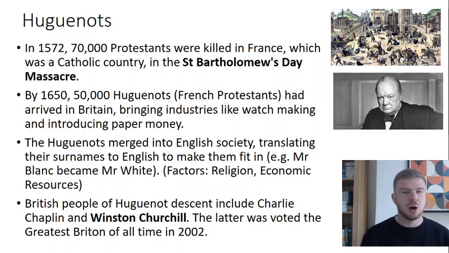The Huguenots are one that are a particularly interesting group who come to Britain, and there's an argument to say they're the first refugees that come to Britain, and they mainly come for religious reasons. In 1572, 70,000 Protestants are killed in France, which is a Catholic country, in the St. Bartholomew's Day massacre. And that bubbles up over time, and their rights are taken away. They felt that they were being persecuted for being Protestant. And so by 1650, 50,000 Huguenots, which is the name for French Protestants, start to arrive in Britain.